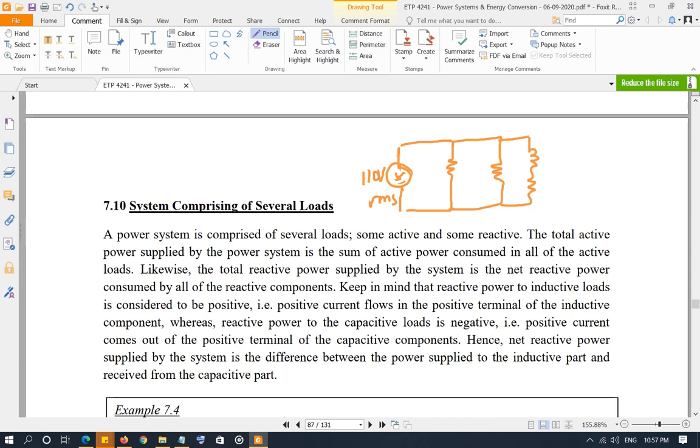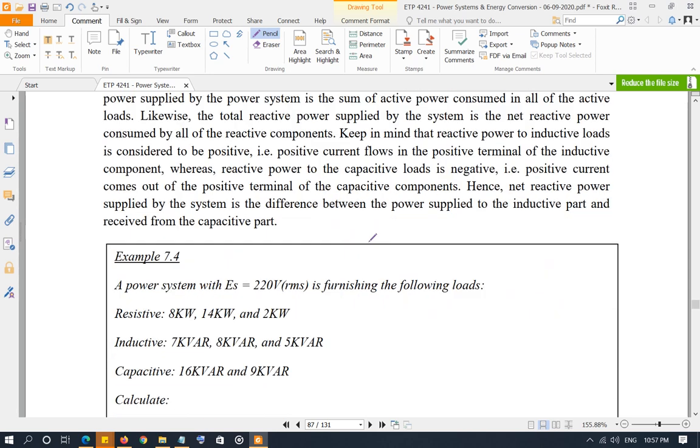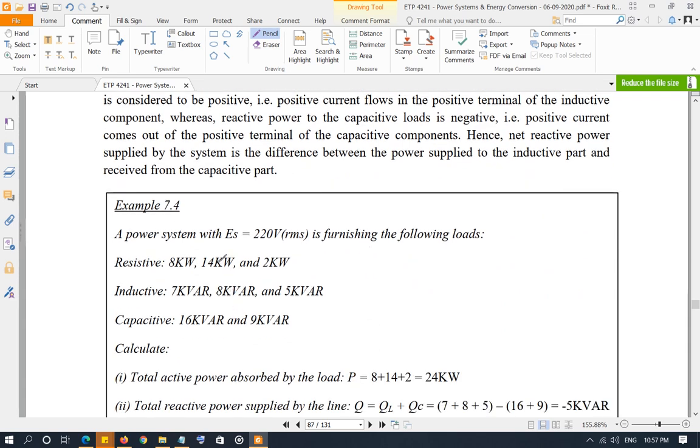Now, when you're calculating the reactive power, adding all the reactive power, you just have to be smart to calculate it positive for the inductive type of load and negative for the capacitive type of load. That's very simple. So if you look at this example 7.4, you have a power system of 220 volt RMS, which is in Europe and Asia and other parts of the world. And you are connecting different loads to that system. Resistive load, 3 types of resistive load, 3 types of inductive load, and 2 types of capacitive load.